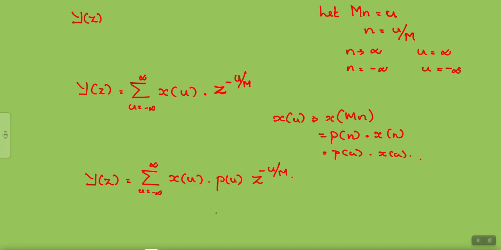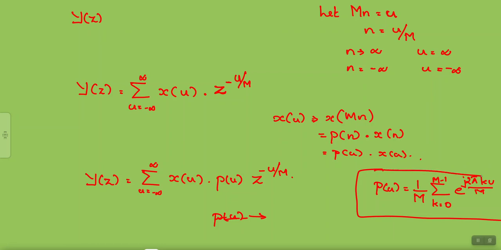Replacing P of u by its Fourier series representation, P of u can be represented as 1 by m summation of some variable k equal to 0 to m minus 1 e raised to j 2 pi ku by m, which is the Fourier series representation of P of u.